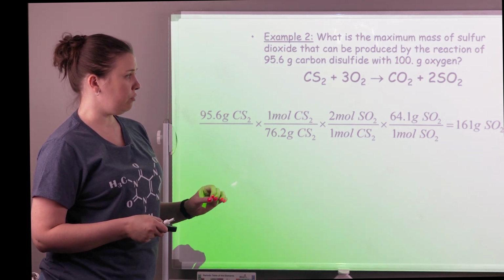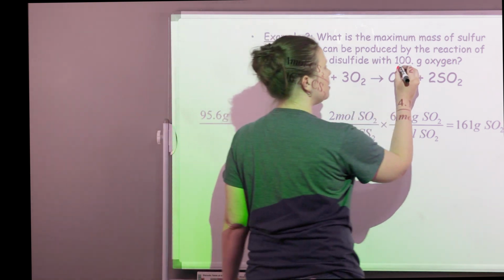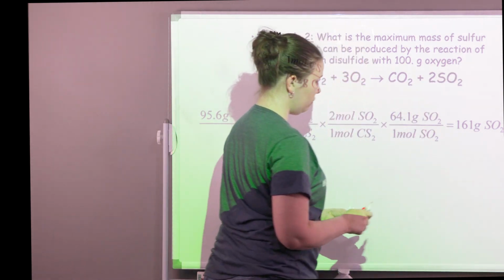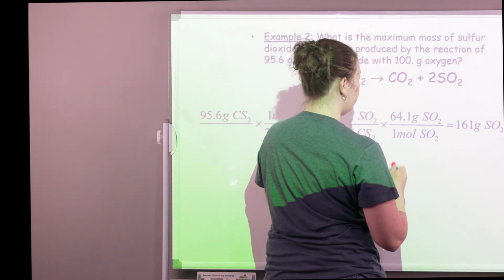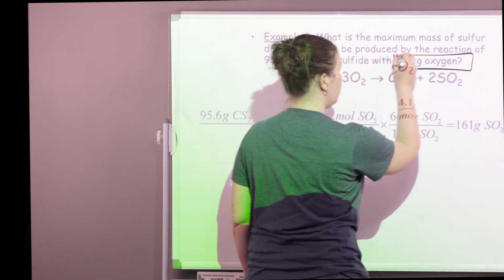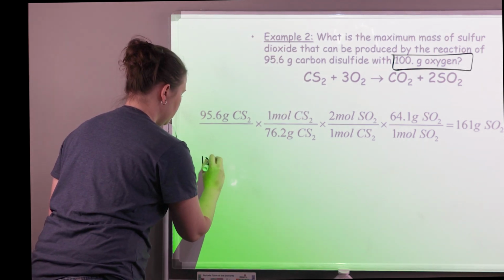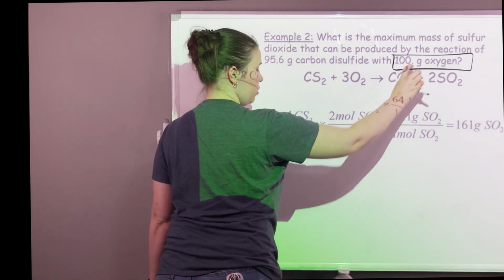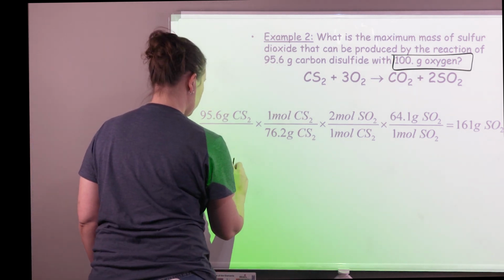Now, we want to convert the same way, but this time, I have to start with a different given. I have to start with my new given of 100 grams of oxygen. I'm literally going to do the exact same thing, but this time starting with 100 grams of oxygen instead. And notice the decimal after the 100 to give this 3 significant figures. Grams of O2 instead.